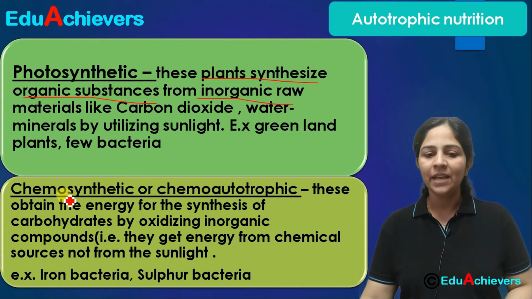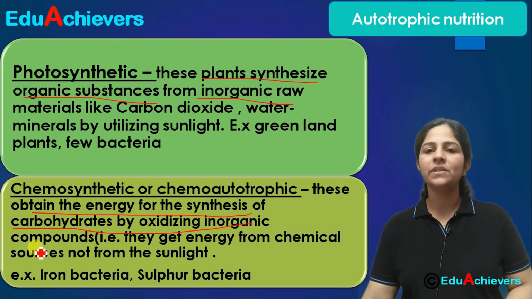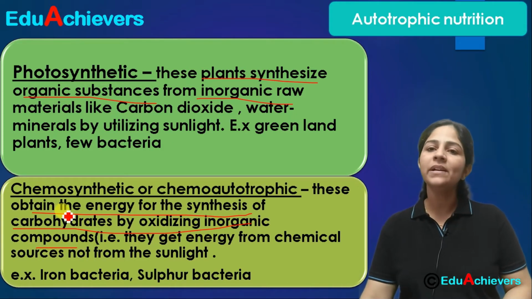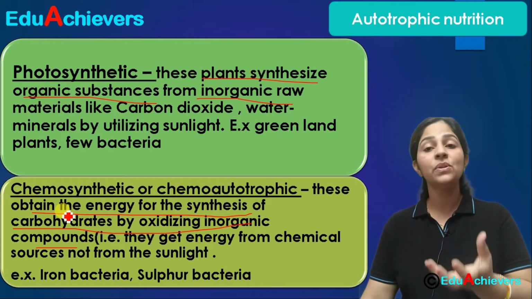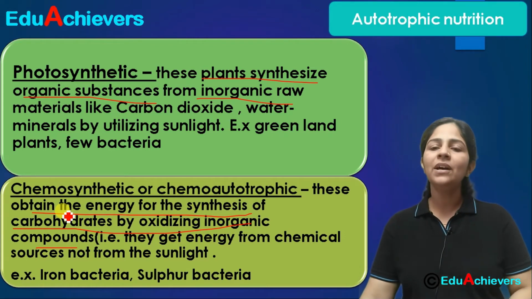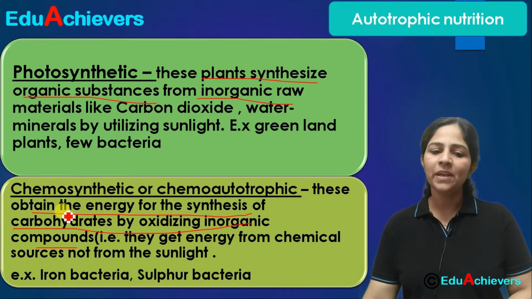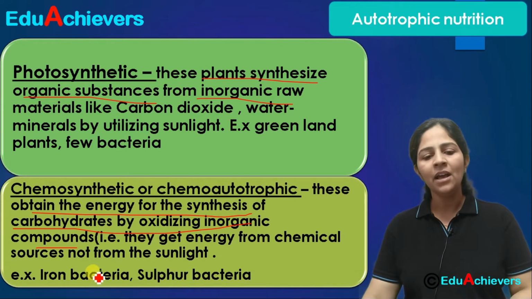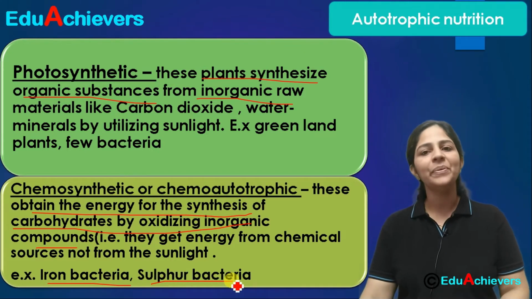Fine. So what it's doing? It obtains the energy from the synthesis of carbohydrates by oxidizing inorganic compounds. तो ये क्या कर रहा है? ये भी carbohydrates बना रहा है, but not using the energy from sun. It is using the energy from some of the chemicals which are present near it. So ये कहलाते हैं chemosynthetic, और इसमें आते हैं हमारे iron bacteria, इसमें आते हैं हमारे sulfur bacteria.